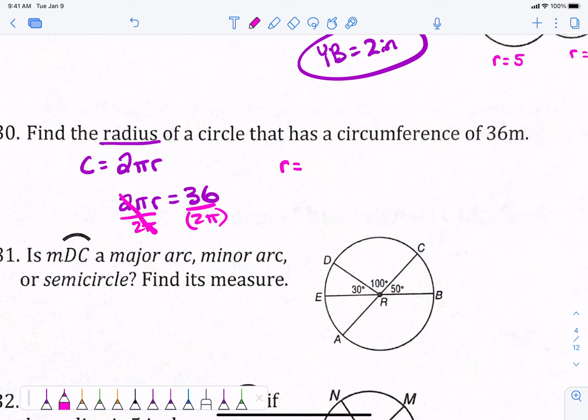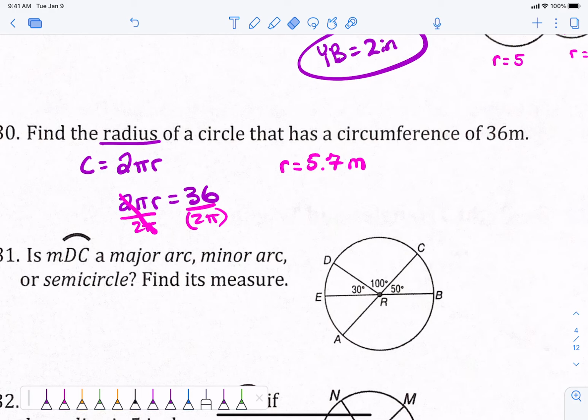Mine's 5.7. I don't need to put parentheses. Yeah, you have a good calculator. Mine just does. Did you make yours into a fraction? No, I used 36 divided by 2. Don't even talk. Mine does. Yeah, well, I love that, kind of nifty.